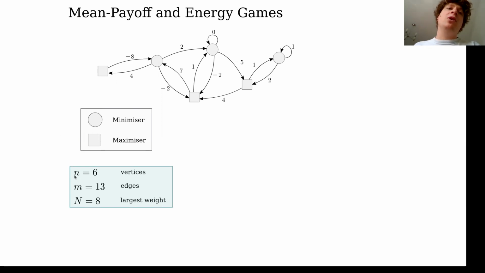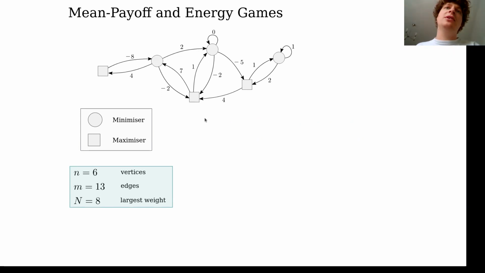I will use small n to denote the number of vertices, in this example 6, m for the number of edges, 13 here, and W for the absolute value of the largest weight, so here it's 8. In mean-payoff games, the two players alternate in moving along the edges of the graph, which produces an infinite walk on the graph.